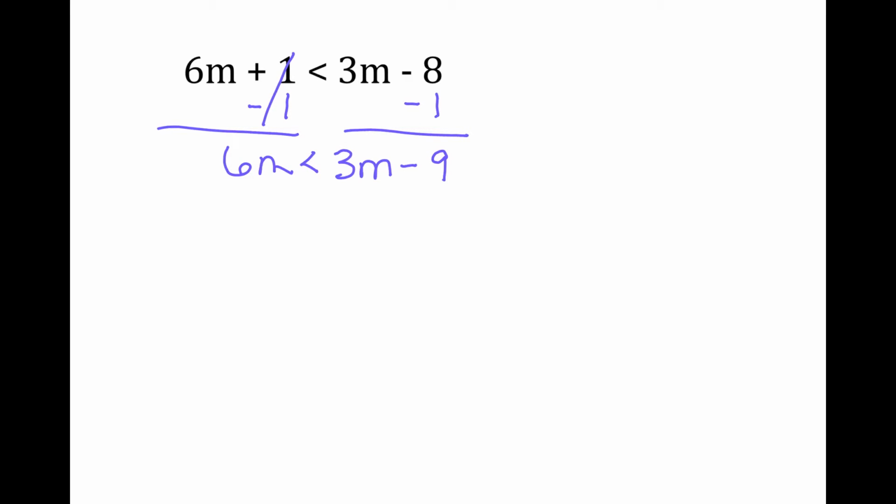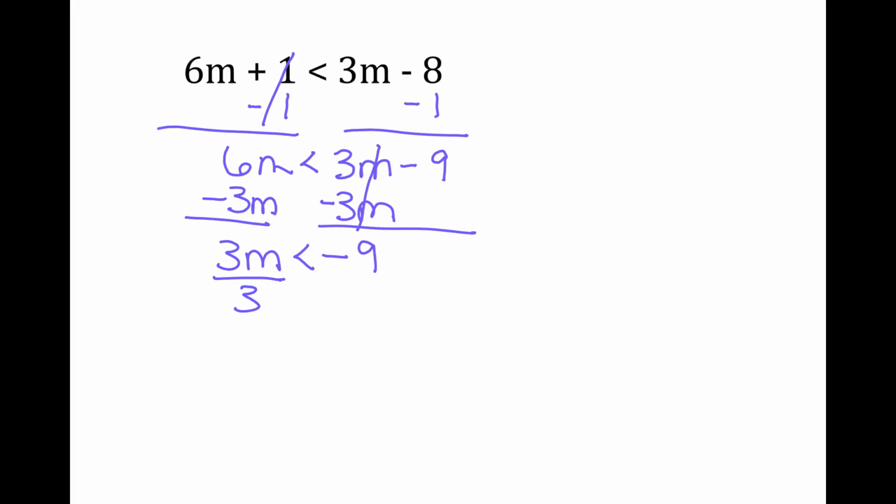All right, we still have a variable on both sides, so let's make one of them cancel. This 3m is positive, so we can subtract 3m from both sides. 6m minus 3m is 3m. It's less than, these cancel, negative 9. All right, the m's not alone yet. It's being multiplied by 3. So let's undo that multiplication and divide by 3, making these ones cancel. We have m is less than negative 3.